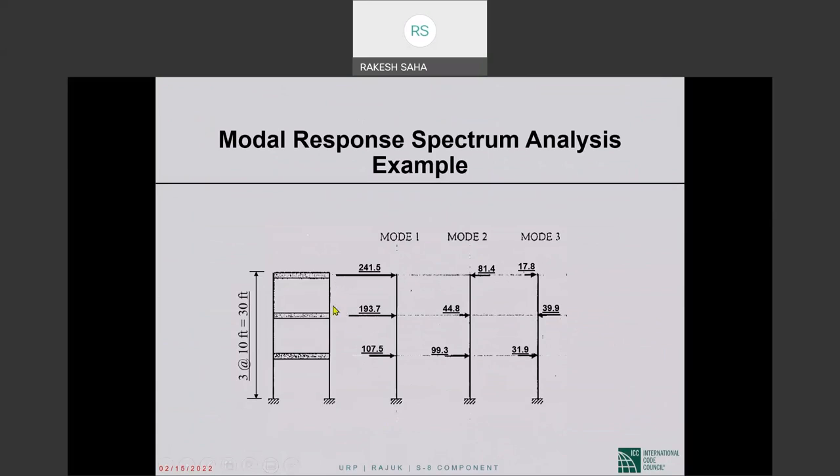So the structure is simultaneously vibrating in three modes. I want you to understand that. The first mode vibration, second mode vibration, third mode vibration, all of that is happening at the same time. The first mode vibration imposes those forces at the three floor levels. The second mode vibration imposes those forces at the various floor levels, and the third mode vibration imposes those forces. Okay.